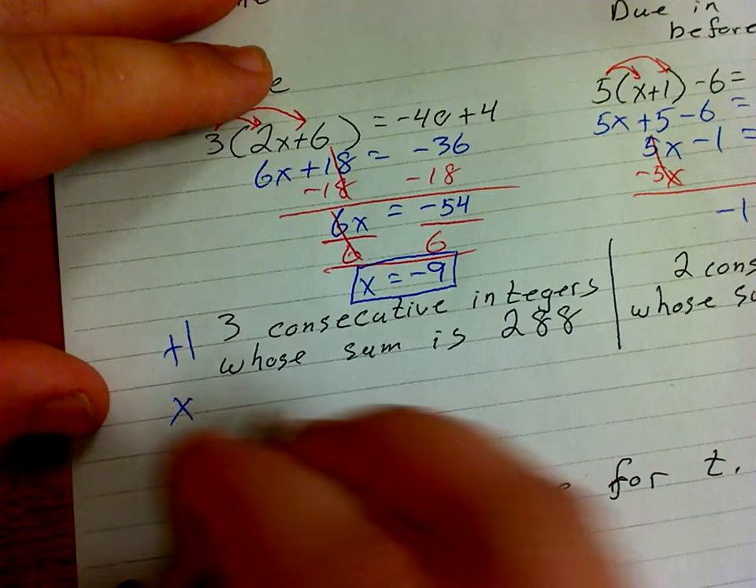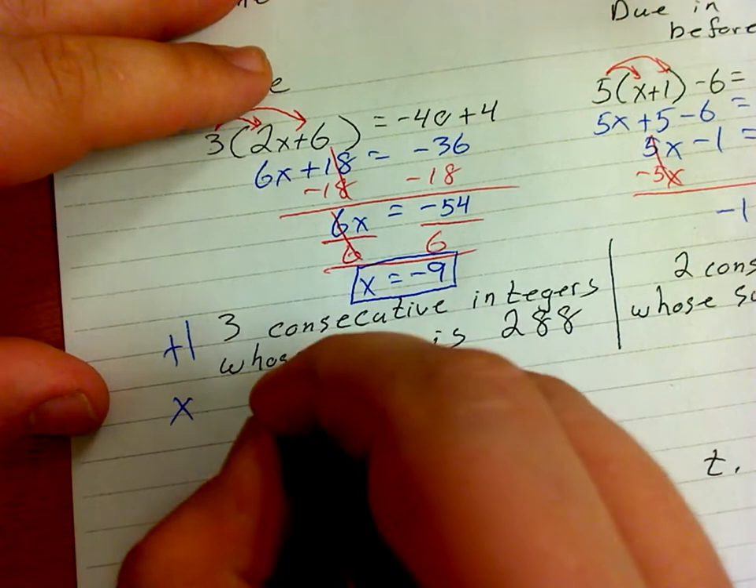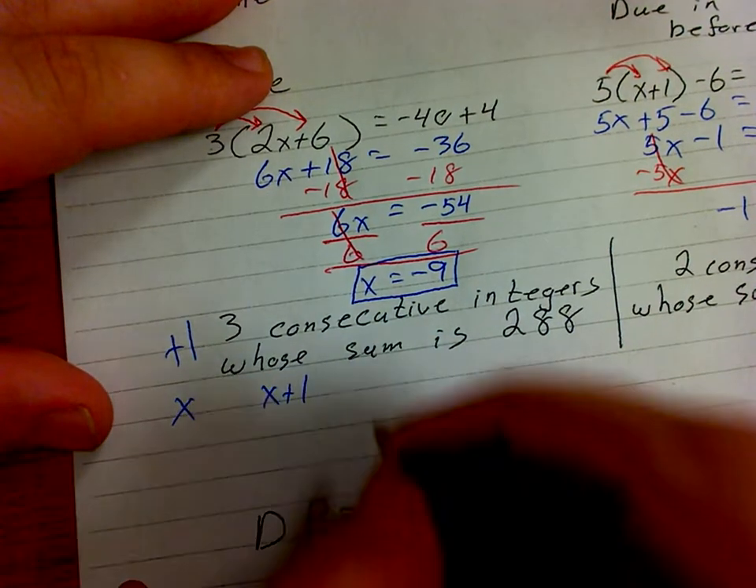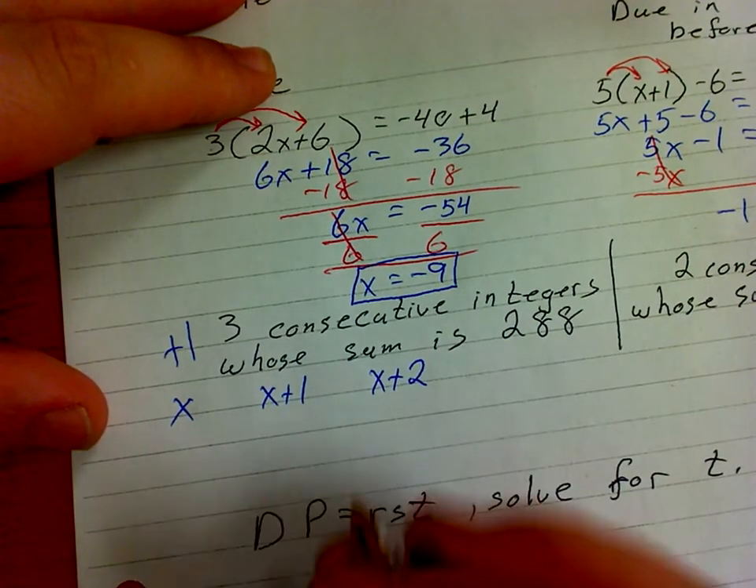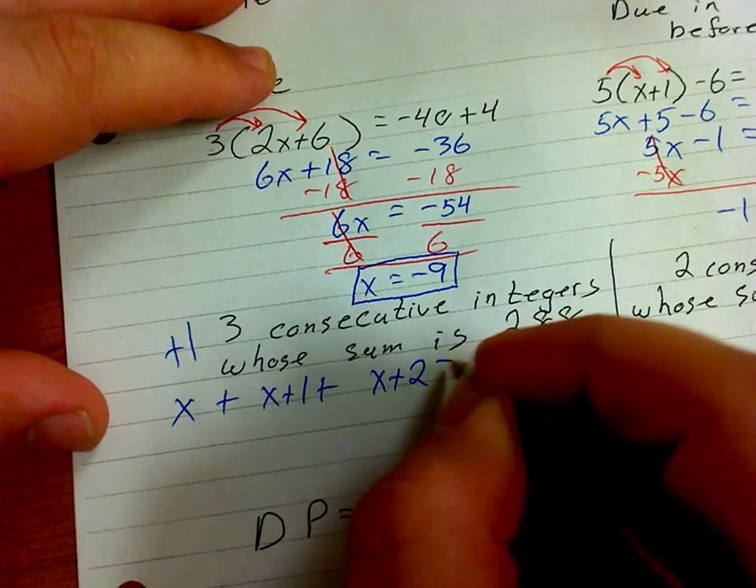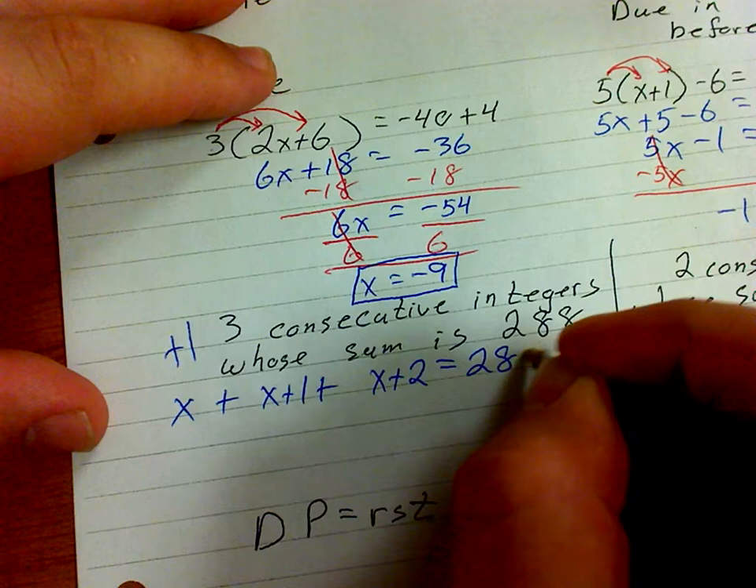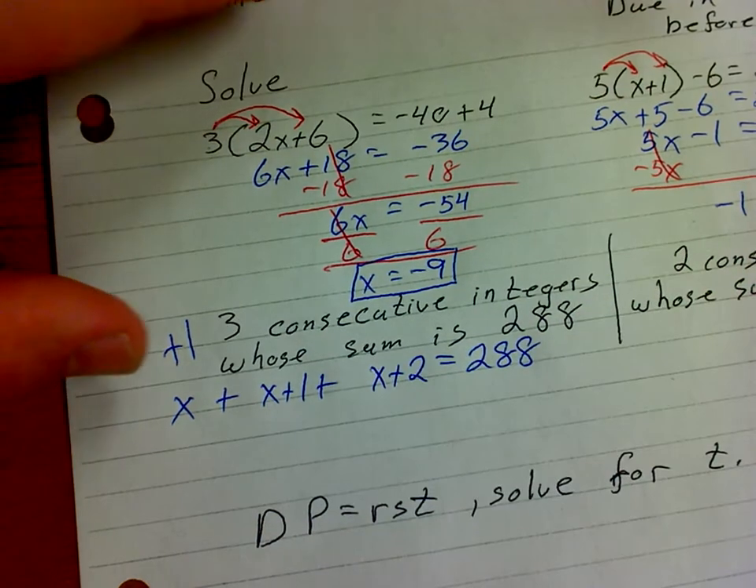Okay? Since we're looking for 3 terms, there's our first term, x. Our next term would be x plus 1. Our next term after that would be x plus 2. So there's our 3 terms. Now, if we add all 3 of those together and set it equal to 288, we should be able to find the 3 integers they're talking about.